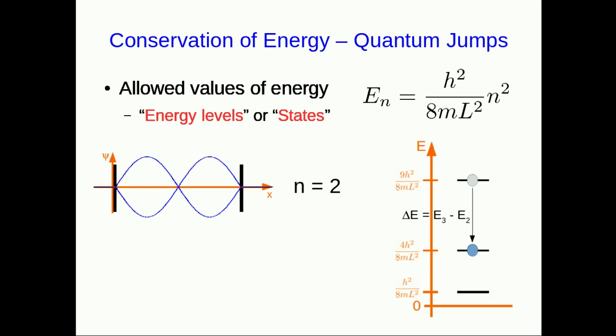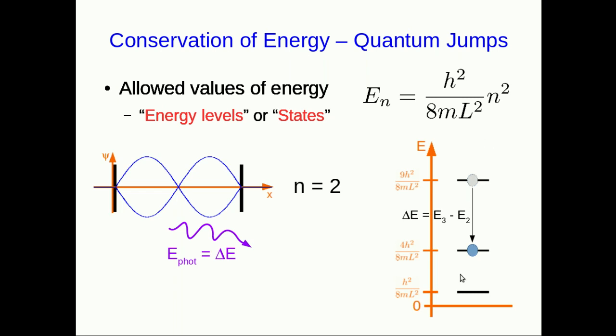So if the system loses energy, that energy must go somewhere, and where it goes is into light. As the system falls back towards a lower energy state, it emits a single photon, and that photon has the same energy as the change in energy of the system.